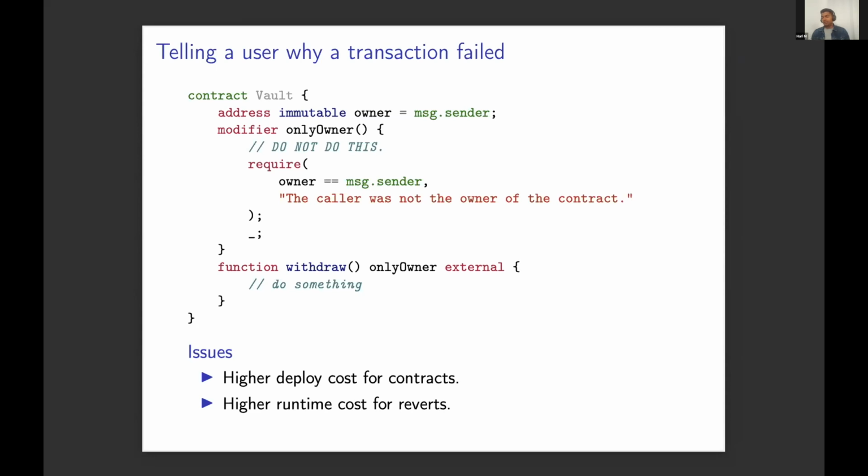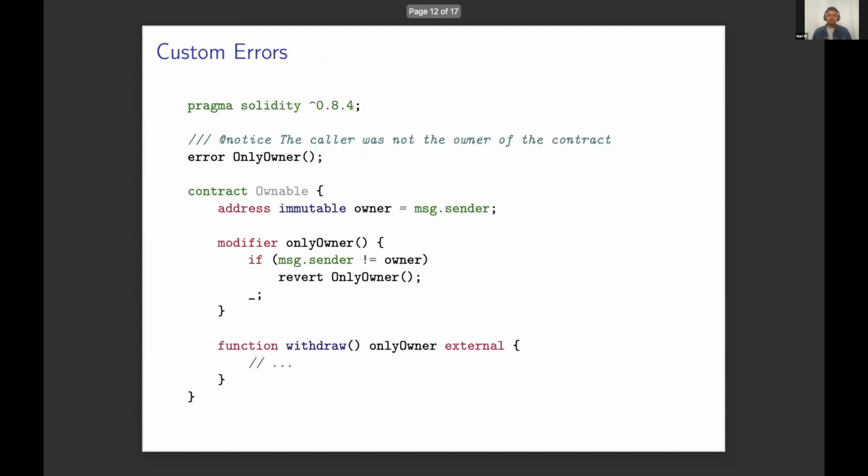But what if we had a way to create a high-level error object? And that is exactly what custom errors do. They were introduced in version 0.8.4, and the syntax is very similar to how we define events. So you can see the error OnlyOwner, and also notice how we use NatSpec comments to describe it.